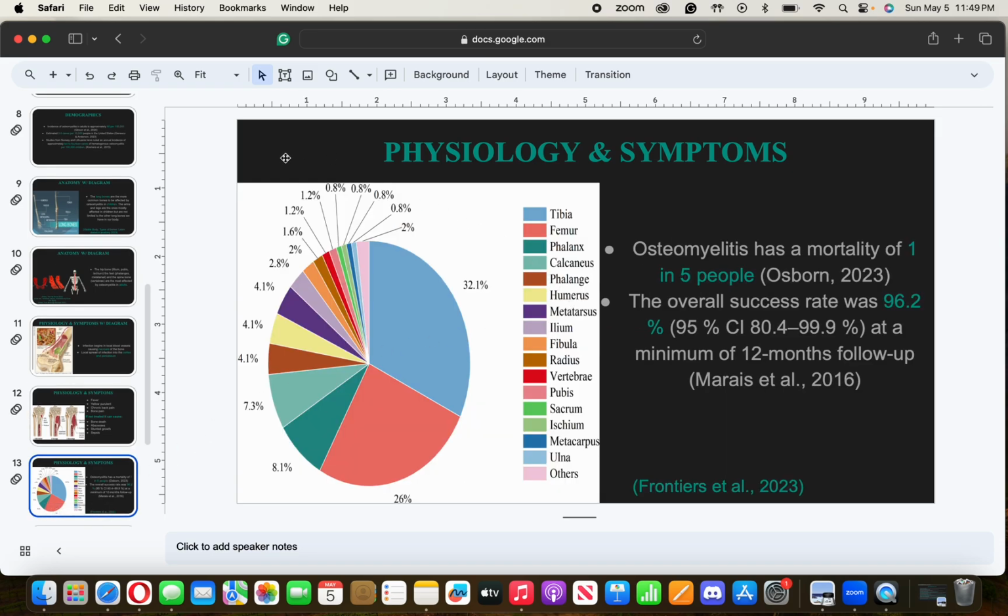Osteomyelitis has a mortality rate of 1 in every 5 people. It actually has a high success rate if treated of 96.2% with a 12-month follow-up. And this is a chart of all the bones that could be potentially affected and the rate at which each bone is affected. So as you can see here, the tibia is the most affected by osteomyelitis.